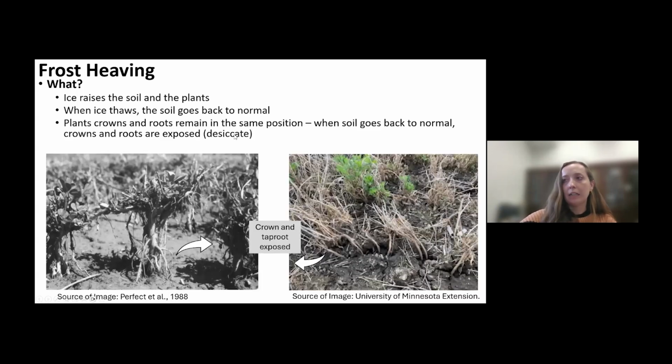These two pictures here are good illustrations of how that looks. You can see here the crown and the taproot are very exposed to the elements. They can end up desiccating and dying. Here you can see also a lot of the taproots were really moved out of the soil. One thing that can also happen is breakage of the crowns and the roots. Because the ice and the soil produce a lot of force against the plant, that can create openings for disease occurrence. So that's one of the things that can happen as well.